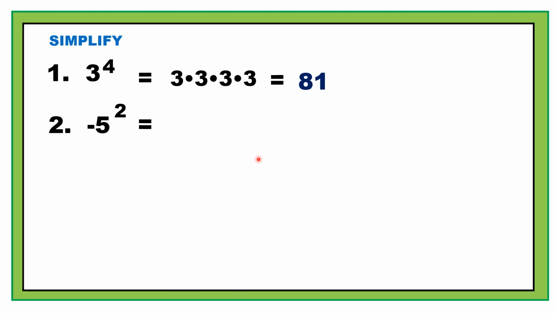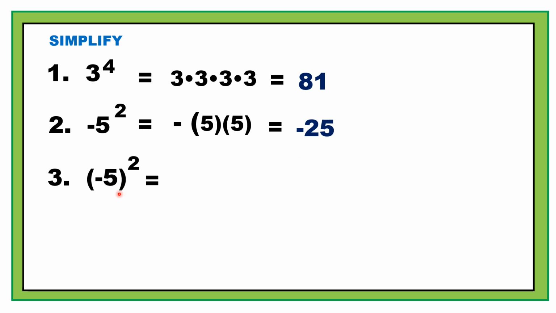Number 2, negative 5 squared. So 2 ang exponent at ang base ay 5. So ang gagawin natin, copy lang natin yung negative, ibig sabihin nito, 5 times 5. Then, copy lang natin yung negative. Kasi hindi siya yung base. So, this is equal to 5 times 5 is 25. Then, copy natin yung negative sign. So, we have negative 25.